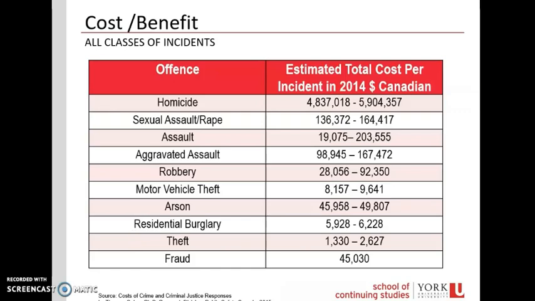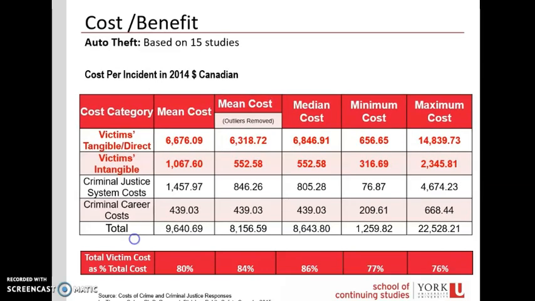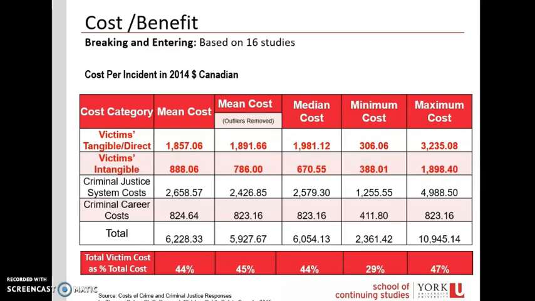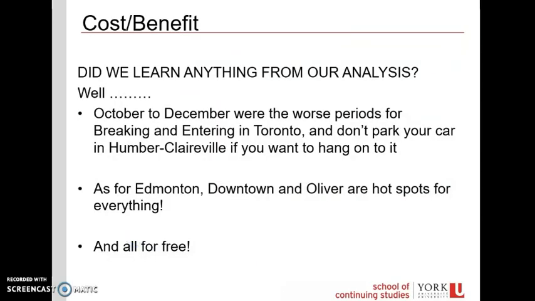A 2014 meta-study by a Canadian author of crime costs globally demonstrated that for robbery, the total cost to the victim can be up to 97% of the total cost of the crime. For auto theft, up to 86%. And for breaking and entering, up to 47%. By comparison, use of public data sets has no monetary charge and takes less than 20 minutes of time to assess risk. All of this info for free.